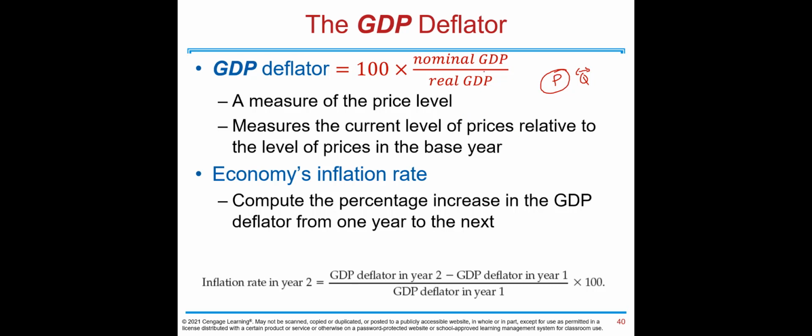It's a measure of the price level, measuring the current level of prices relative to the level of prices in the base year. And the GDP deflator is used for the economy's inflation rate: compute the percentage increase in the GDP deflator from one year to the next year, which gives us the inflation rate. Inflation rate in year 2 is the GDP deflator in year 2 minus the GDP deflator in year 1, divided by the GDP deflator in year 1, times 100.